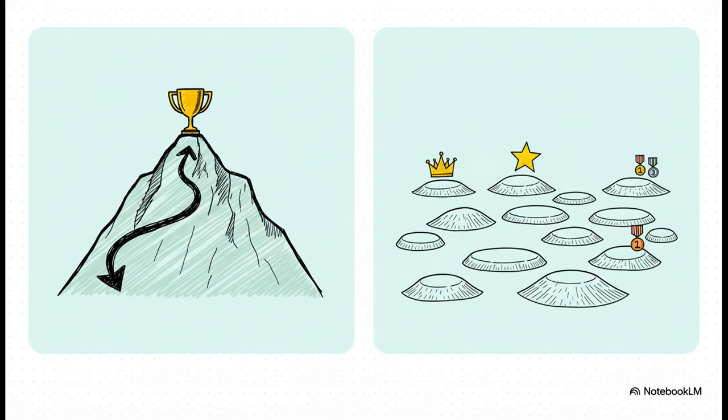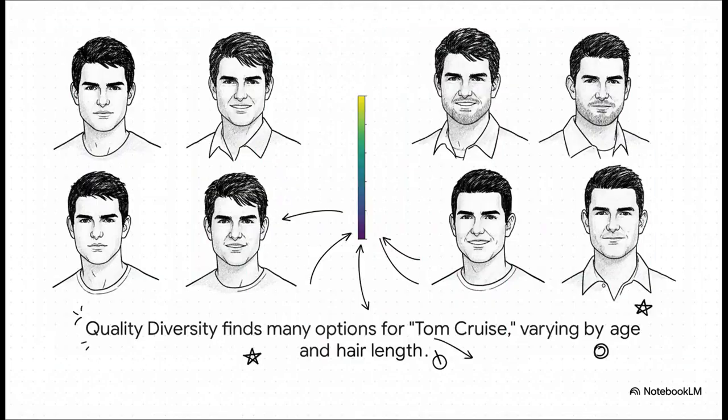Instead of finding one champion, the idea is to build a whole library of many different champions, where each one is excellent in its own unique way. And this is just a perfect way to picture it. Instead of one perfect photo of Tom Cruise, a QD algorithm finds an entire gallery. You get Tom Cruise with short hair, long hair, you get him younger, older, a whole range of high-quality, diverse options. See, it's not about finding the best Tom Cruise, it's about finding every good version of Tom Cruise.